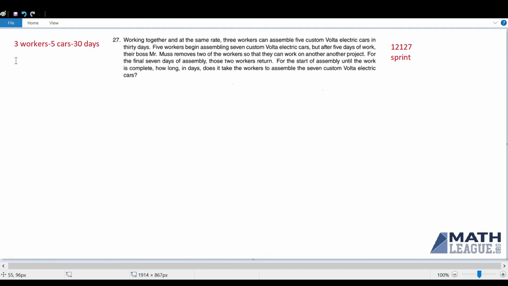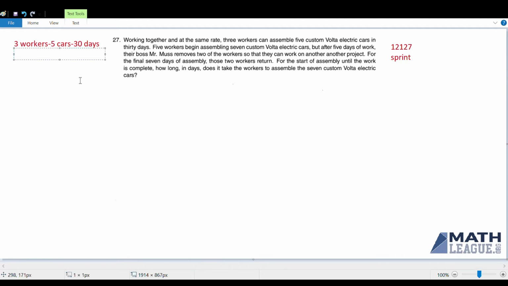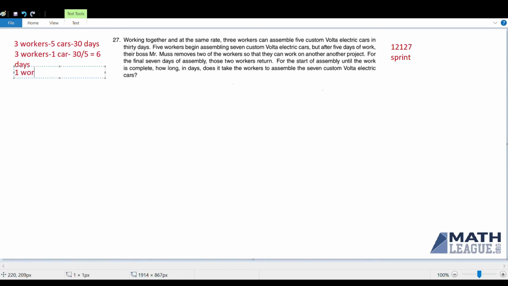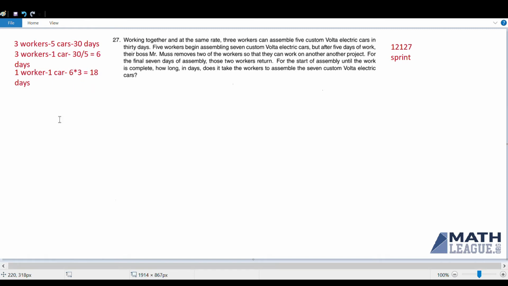How can we do this? Well, if we know that 3 workers take 30 days to build 5 cars, then 3 workers building 1 car will take a fifth of that time, or 6 days. And if it takes 3 workers 6 days to build 1 car, then 1 worker building 1 car will take 3 times that amount of time, or 18 days. So it takes 1 worker 18 days of work to build 1 car.